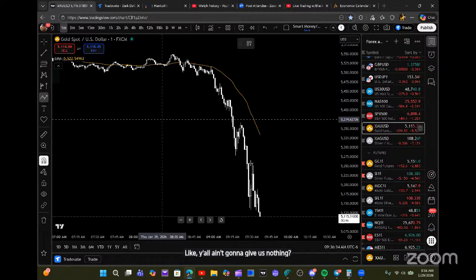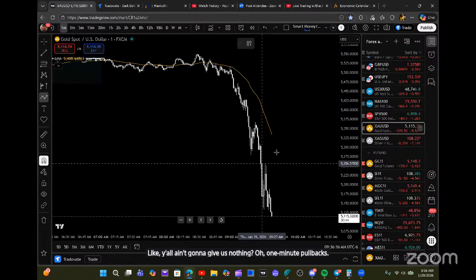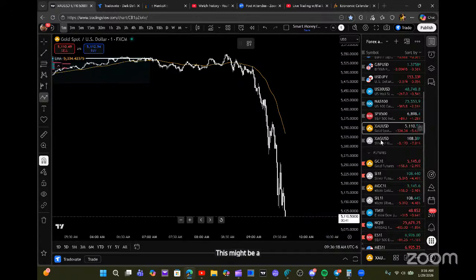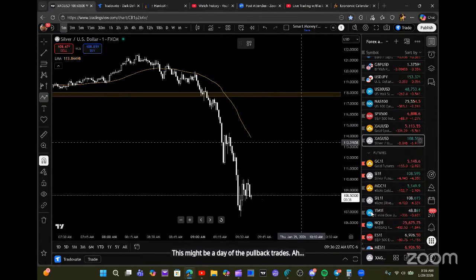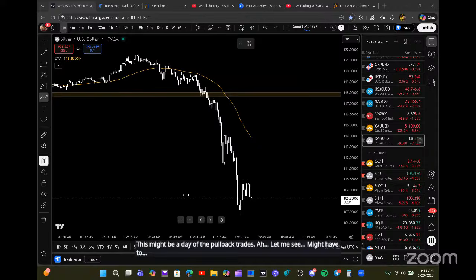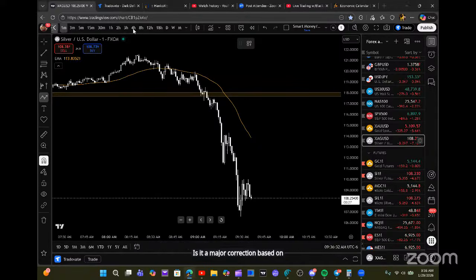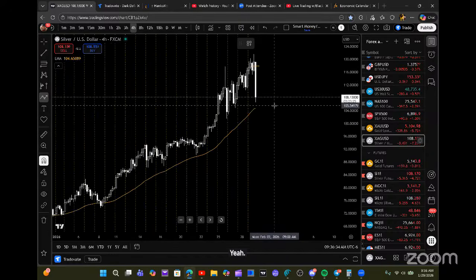Oh, 1 minute pullbacks. This might be a day of the pullback trades. Ha ha ha ha. Let me see. Might have to nickel and dime it today. Is it a major correction based on the 4? Yeah, that's what it looked like.